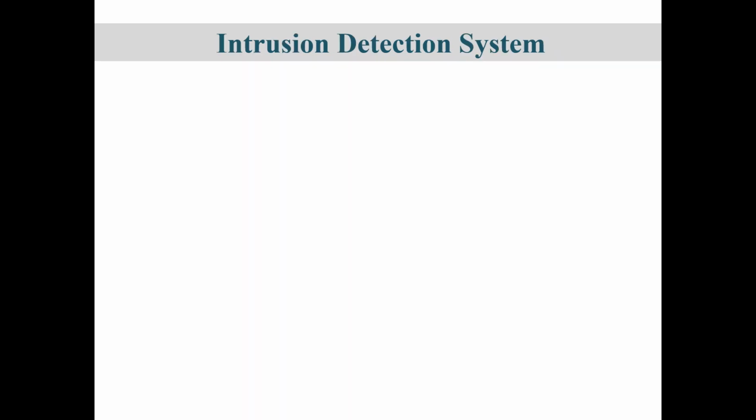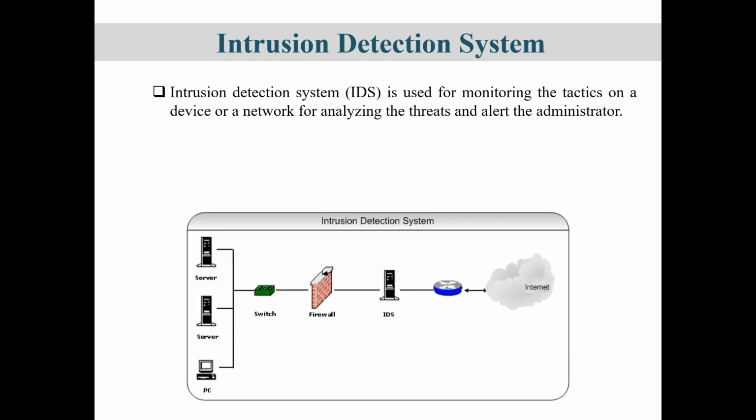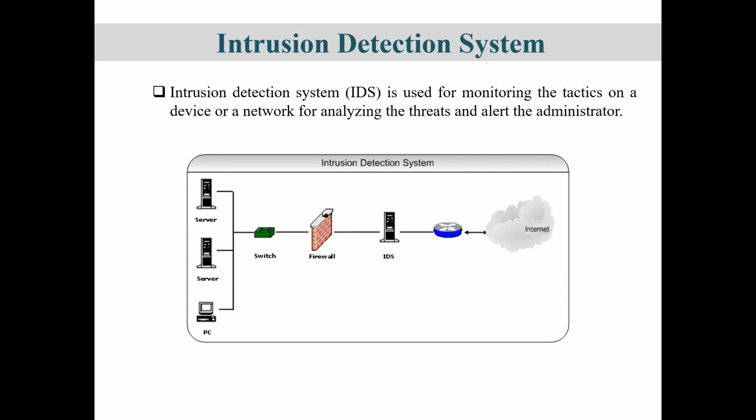So let's discuss what an intrusion detection system is. An intrusion detection system is used for monitoring the activity on a device or a network, analyzing the threats and alerting the administrator. It works by either looking for signatures of known attacks or deviations from normal activities. These deviations or anomalies are pushed up the stack and examined at the protocol and application level.